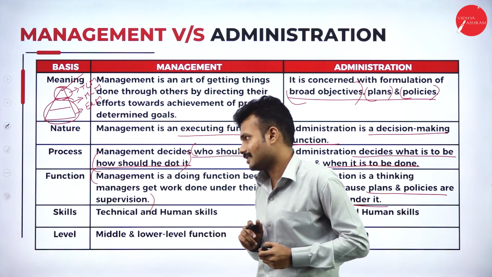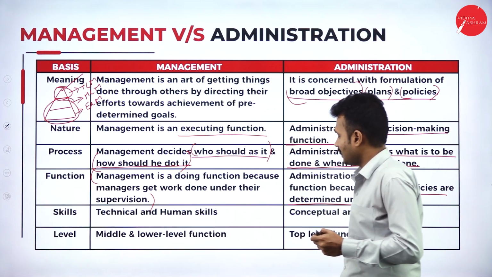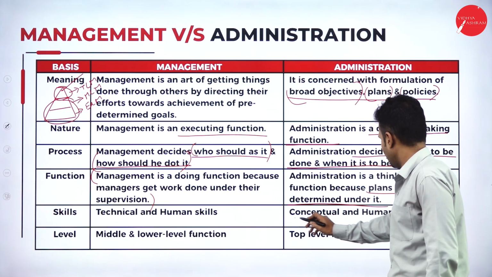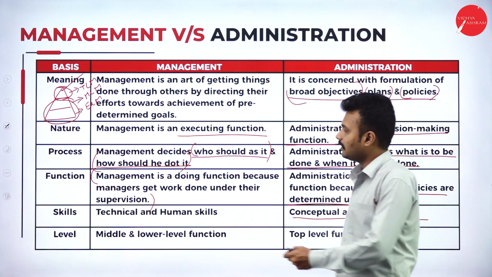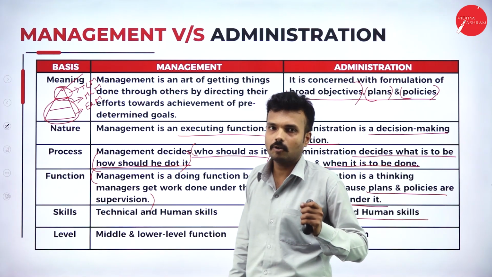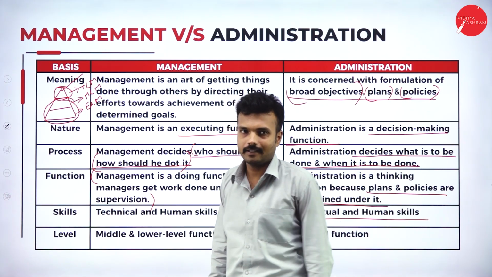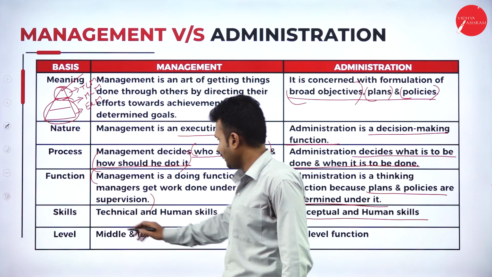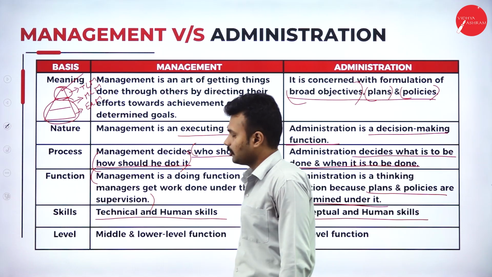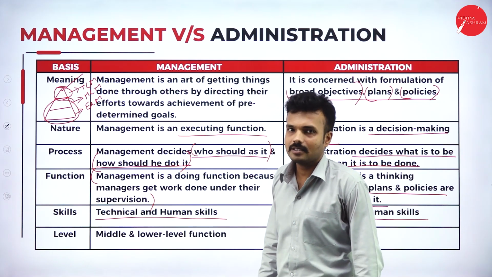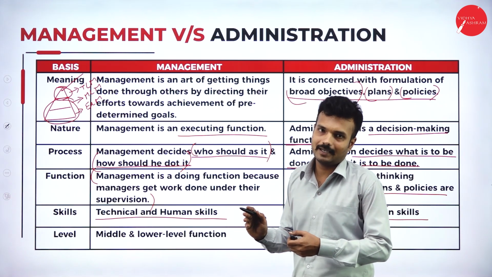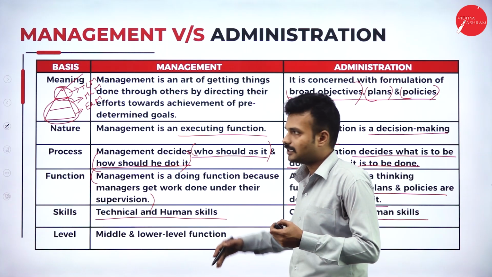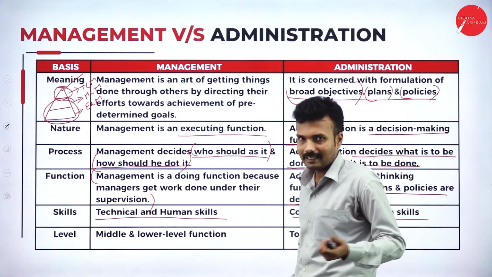Here, what are the skills that are found in the administration? Conceptual and human skills. Here in the administration, we can find not only human skills but also conceptual skills. Here in the management, we can find technical and human skills. As we know, human resource is present in all the activities of the organization. So here human skills we can find in the administration and also the management.